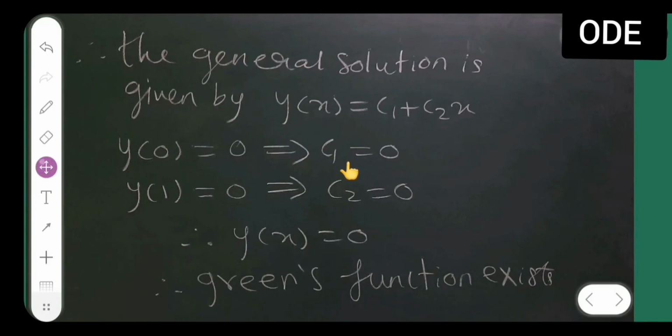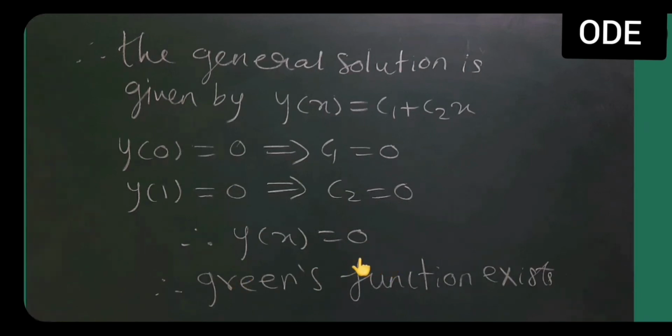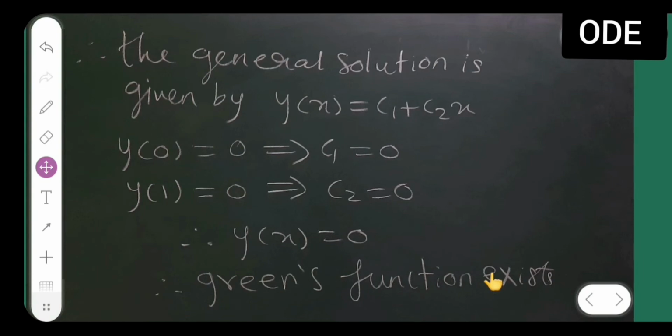Now c2 is equal to 0. Therefore y of x is equal to 0. And you all know that when the trivial solution y of x is equal to 0 exists, we can say that the Green's function exists, right? So y of x is equal to 0, therefore the Green's function exists. Now next I'll turn the page.